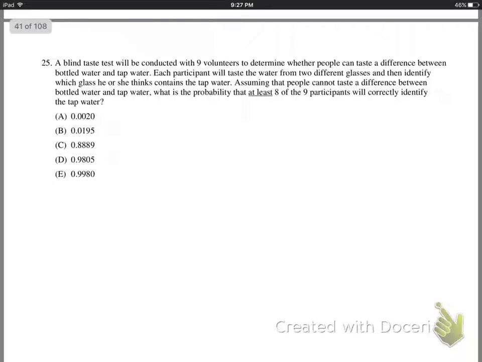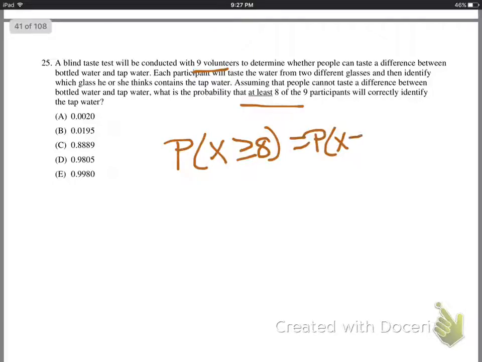Okay, let's look at this here. We got several things going. We got 9 volunteers, and they can't tell the difference between the two waters. So that means to get it right is going to be 50-50, correct? And they want to know at least 8 of the 9. So the probability that X is at least 8 is equal to the probability that X is equal to 8 plus the probability that X is equal to 9.